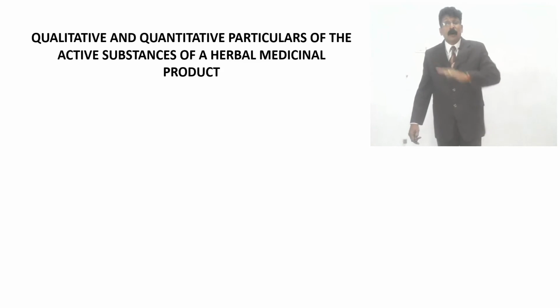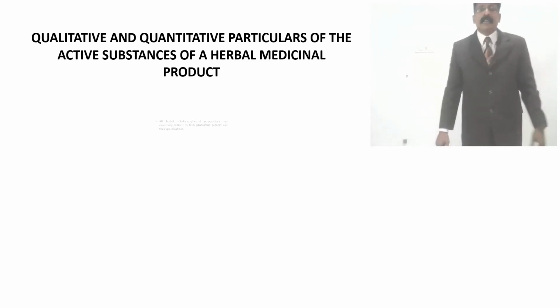So now the topic comes to the regulatory qualitative and quantitative particulars of active substances of the herbal medicine product, and how they are differentiated in these guidelines. That's very important for the students to know. They are made into three categories: standardized, quantified, and other herbal drugs. Once you know the differentiation, it will be easy for you to go through the whole guidelines which they have given, and even easy for you to express in the examination.